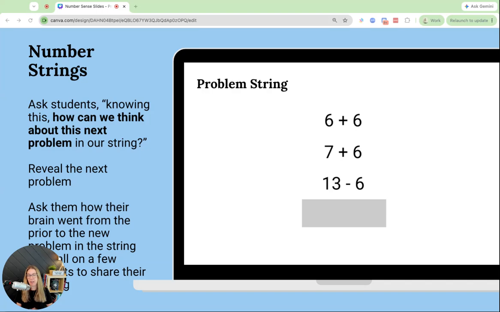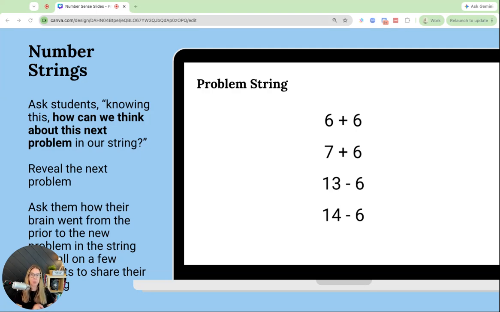You can still validate if a student counts on their fingers. There's nothing wrong with that. But we want to help them find new strategies, new creative ways to get through our problem string. And then you can reveal the last one, or however many more there are. And you're always asking, how can we think about this next problem in our string?